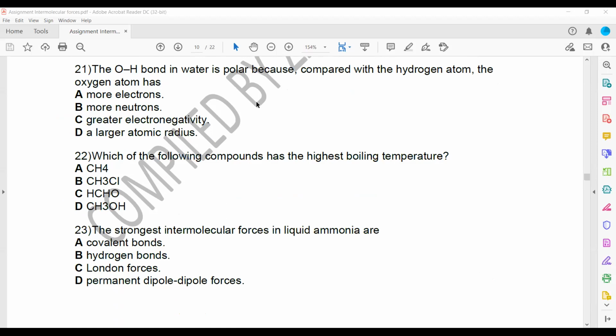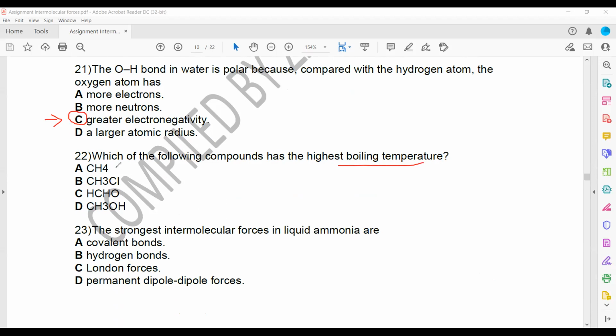Question 21, the OH bond in water is polar because compared to the hydrogen atom, the oxygen atom has... So what is the difference? Because there's a greater difference in electronegativity, that's why it will be more polar. And which of the following compounds has the highest boiling point?